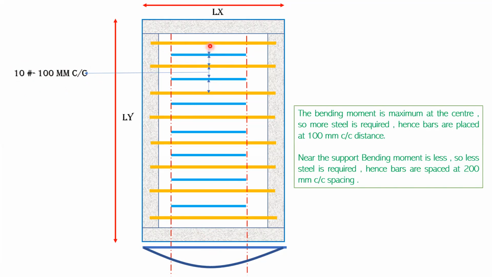So let us say the distance between them is 4-inch center to center spacing, or let us say 100 mm center to center spacing. That is why what I've written here, we'll come back to this. The bending moment is maximum at the center. So if the bending moment is maximum, what will happen? We require more steel, right? And more steel can be provided by giving lesser spacing. That is why the bars are placed at 100 mm center to center distance.